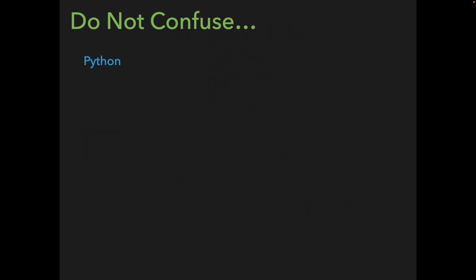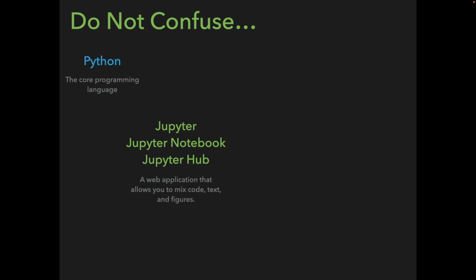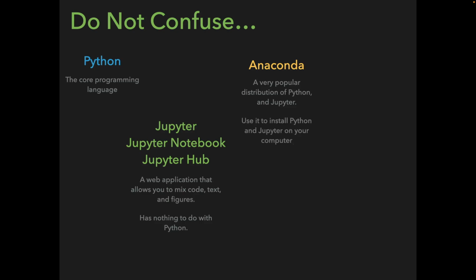Now, don't confuse Python, which is the programming language, with the rest. That's the language, like French, English, Spanish. Jupyter Notebook, Jupyter Hub, or Jupyter is just a web application that allows you to mix code, text, and figures together. Anaconda is simply a distribution of Python and Jupyter. There are other distributions of Python and Jupyter. You install them and you will have Python and Jupyter. It's just a different vendor. Think of Anaconda as a vendor of Python. There are other vendors out there.